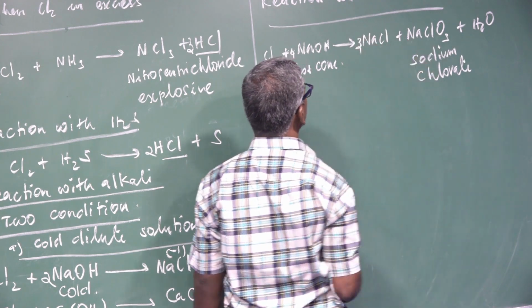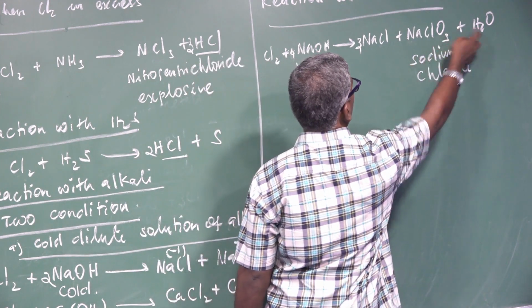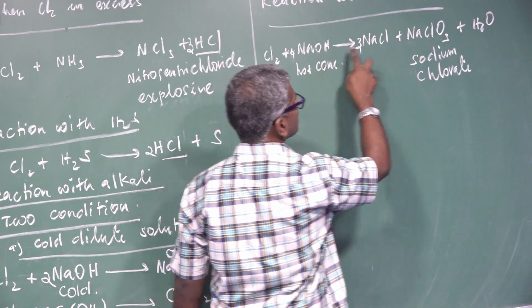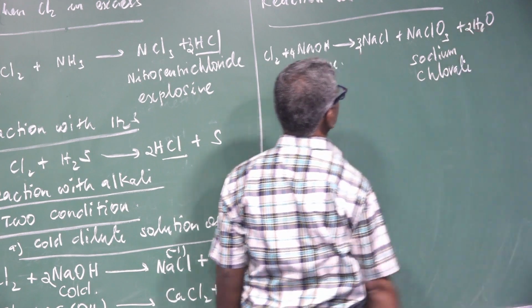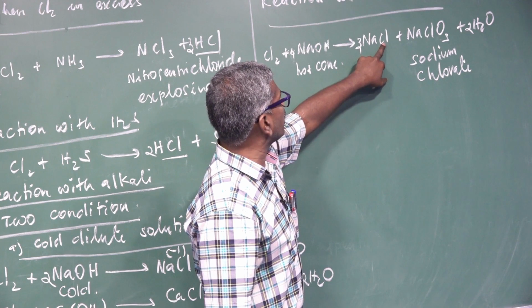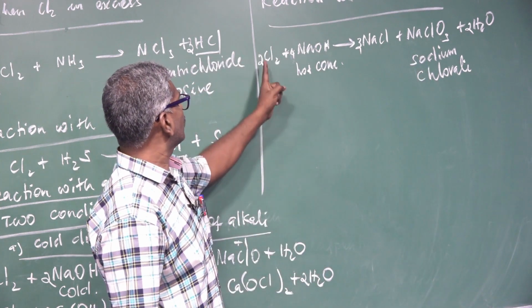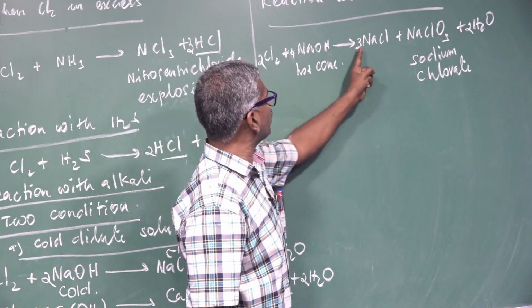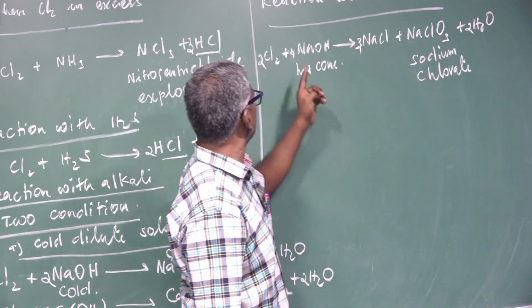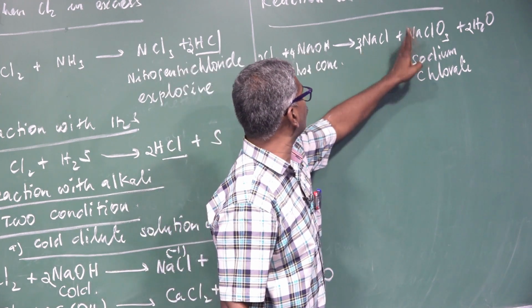3, 1, 4. How many oxygen? 4 oxygen, here 4 oxygen. How many hydrogen? 4 hydrogen, here 2 hydrogen, 2 times. Chlorine, how many chlorine? 3 chlorine, here 1, 2 chlorine, 2. 4 chlorine, 3, 1, 4 chlorine. How many sodium? 4 sodium, 3, 1, 4.